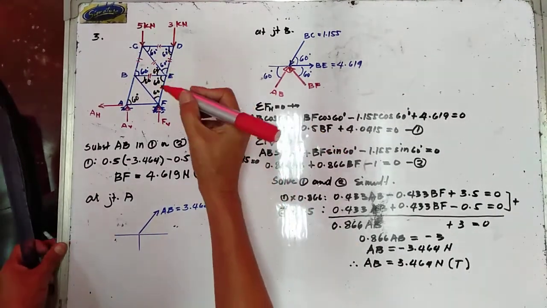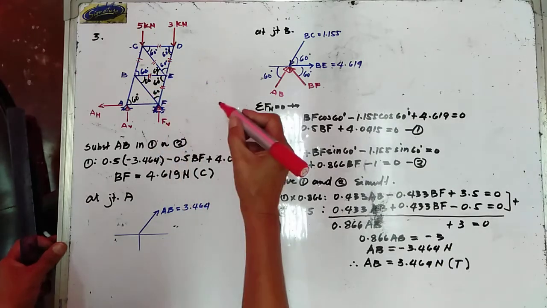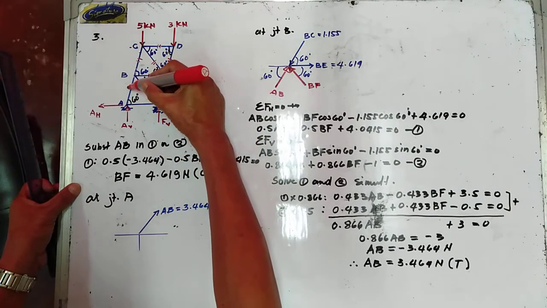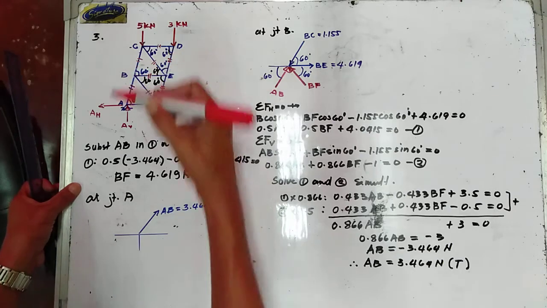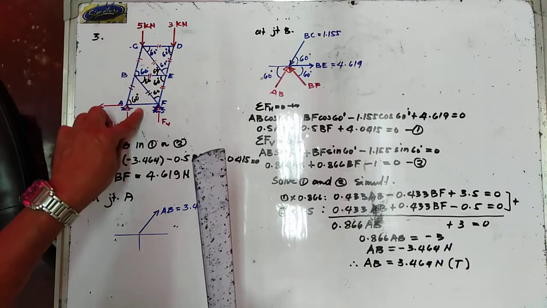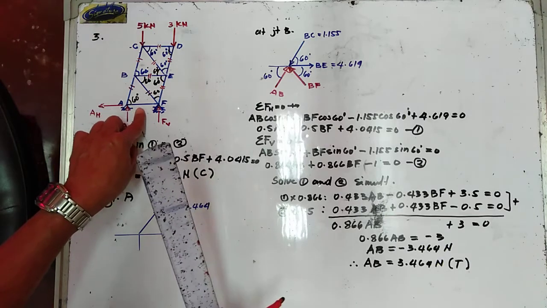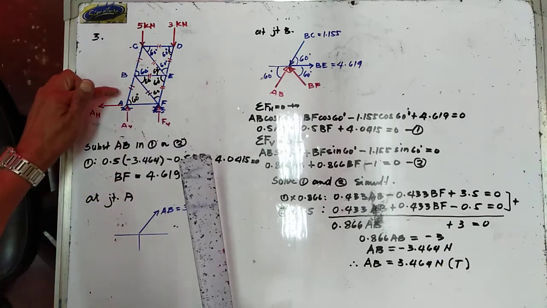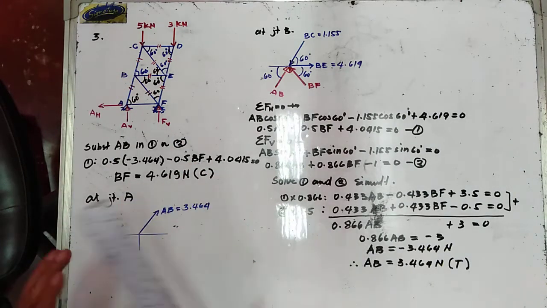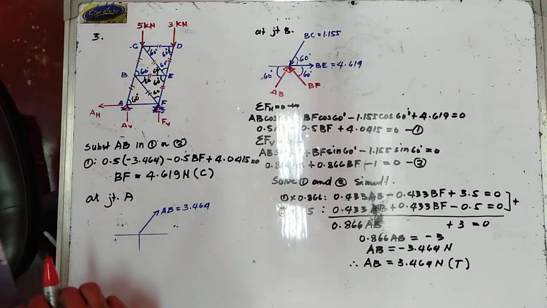Now, we know the value of BF and the bar force in member AB. So the only unknown bar force is now AF. Your AB in here is in tension, and therefore it goes away from the joint, and this makes an angle of 60 degrees with the horizontal.